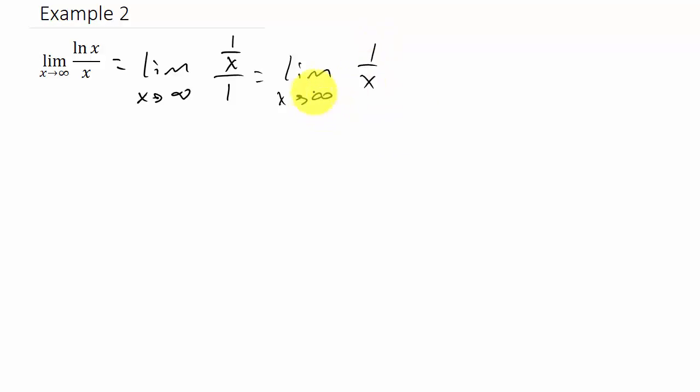Alright, so now x is getting really big. So as x gets big, that means the denominator is getting really big. And as the denominator gets big, well, what is the whole fraction doing? Well, it's going to 0. And there's your answer.